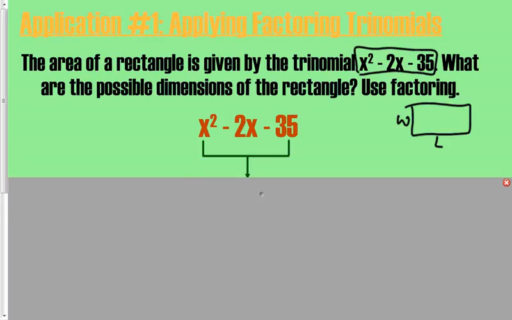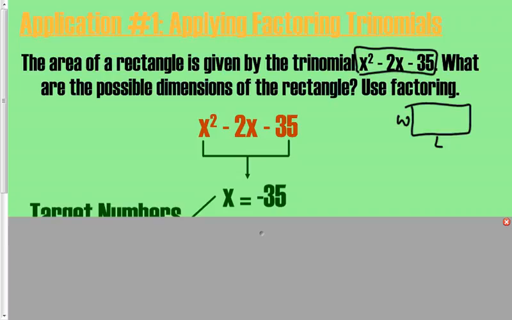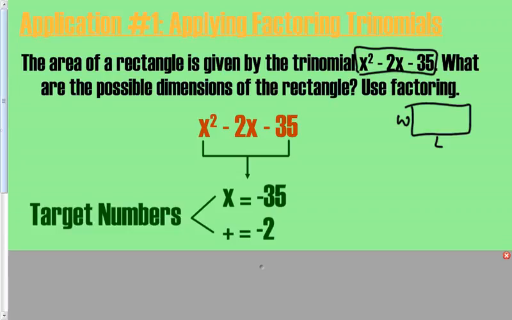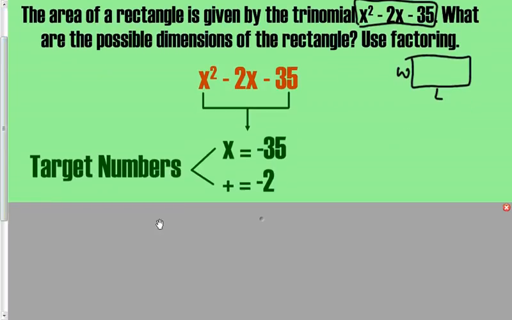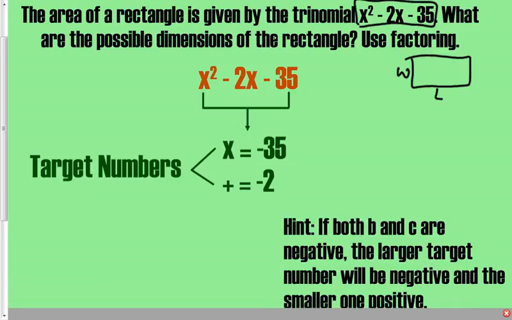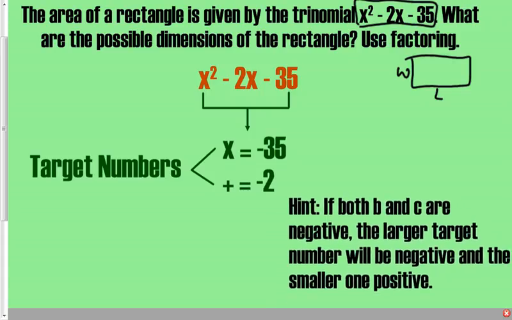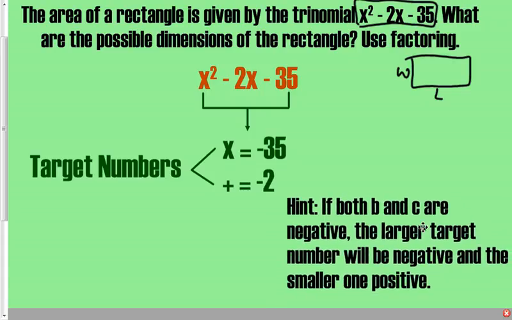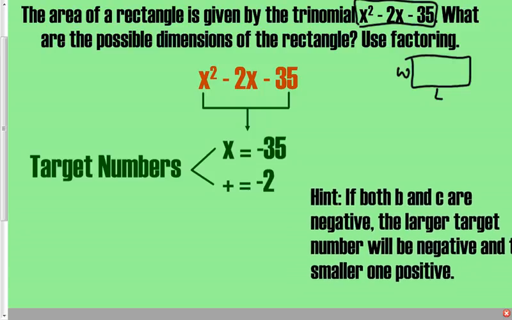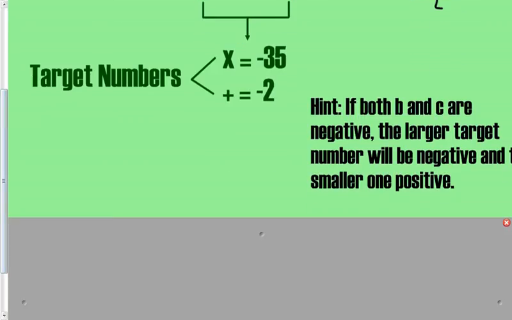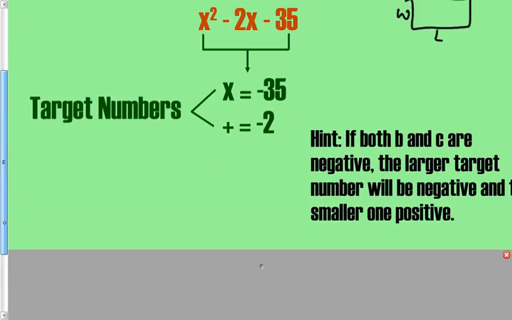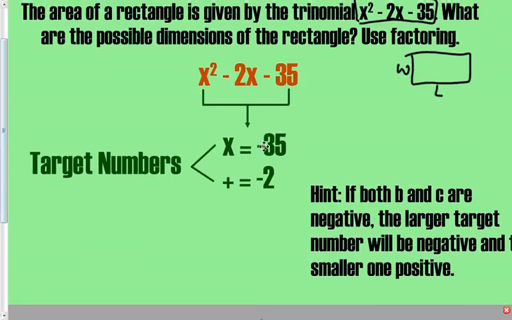So we want it to multiply to equal negative 35 and add to equal negative 2. So they're both negatives in this case. Well, here's a hint. If both B and C are negative, the larger target number will be negative and the smaller one will be positive. Okay? Because we want it to add to equal negative. But you have to have one positive and one negative to multiply to equal negative. So, let's find something that multiplies to equal negative 35 and adds to equal negative 2.